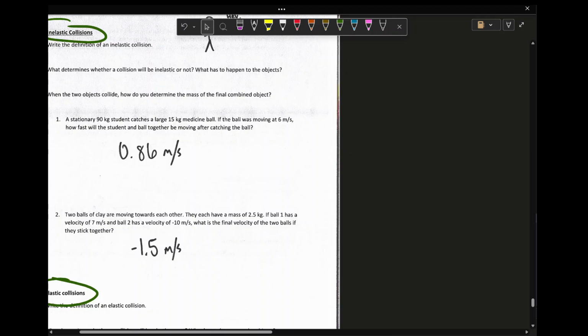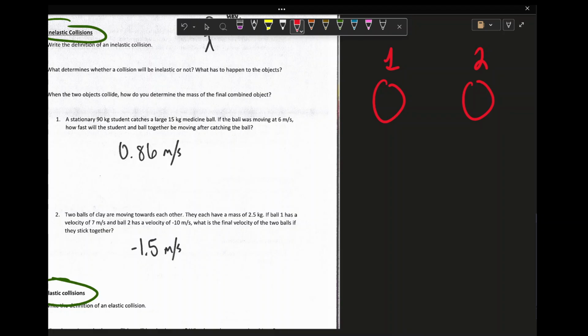A stationary 90 kilogram student catches a large 15 kilogram medicine ball. If the ball was moving at 6 meters per second, how fast will the student and the ball together be moving after catching the ball? So I'm going to turn both of our objects into spheres, and we'll call this object 1 and object 2. That's a good place to start.